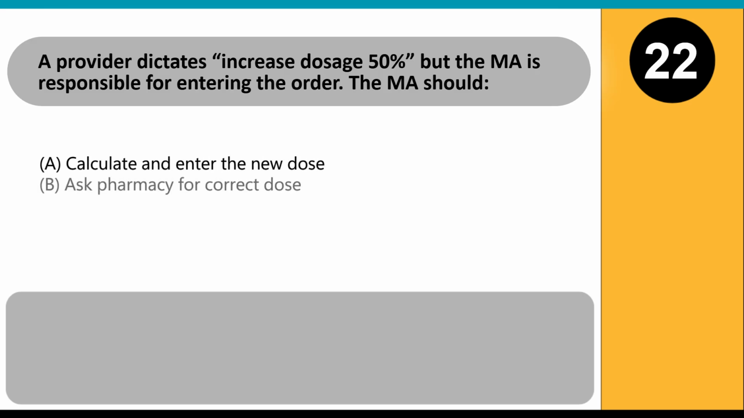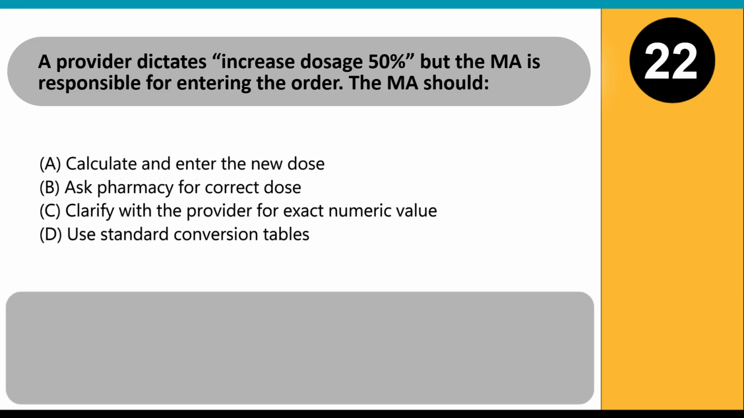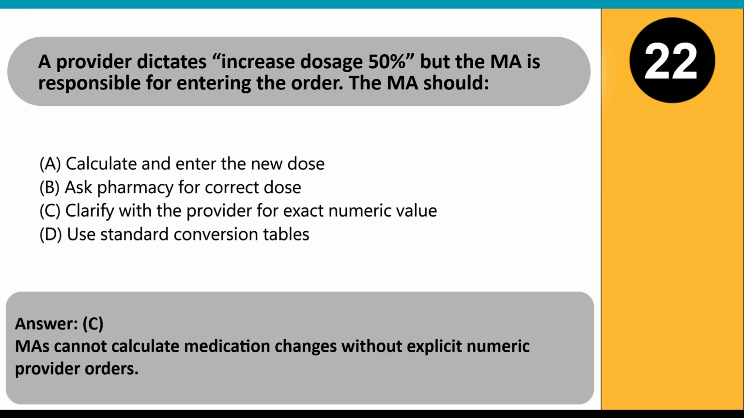A provider dictates increased dosage 50%, but the MA is responsible for entering the order. The MA should: A. Calculate and enter the new dose. B. Ask pharmacy for correct dose. C. Clarify with the provider for exact numeric value. D. Use standard conversion tables. Answer C. MAs cannot calculate medication changes without explicit numeric provider orders.